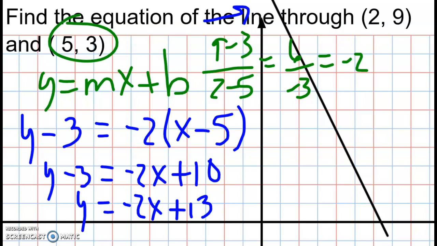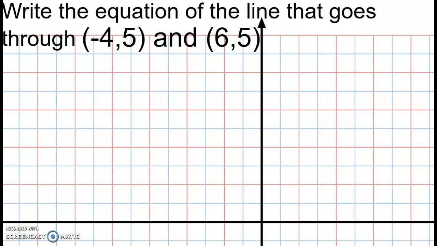Okay, so I wrote the equation of the line using point slope form to help me get to the slope intercept form. Here I have 2 points, negative 4, 5, and 6, 5.